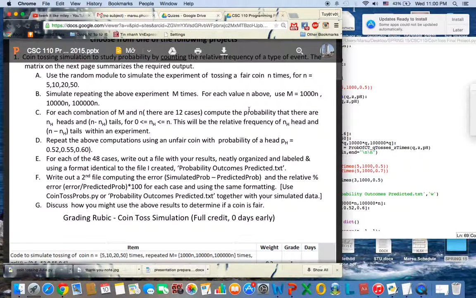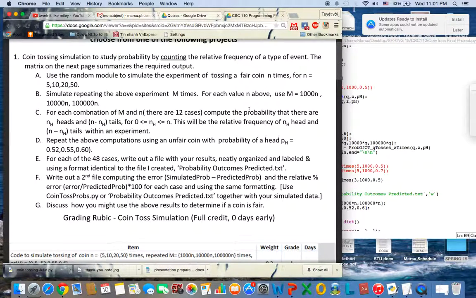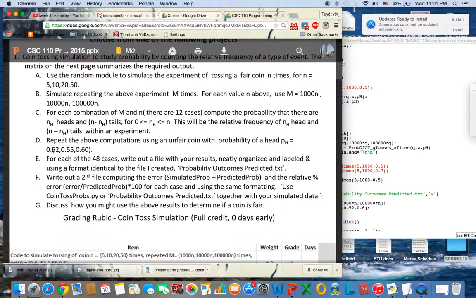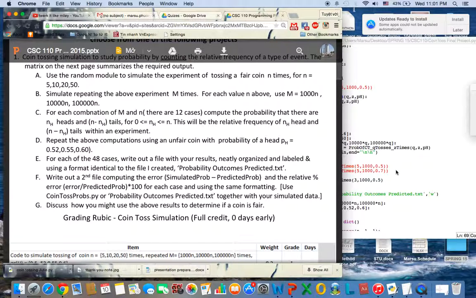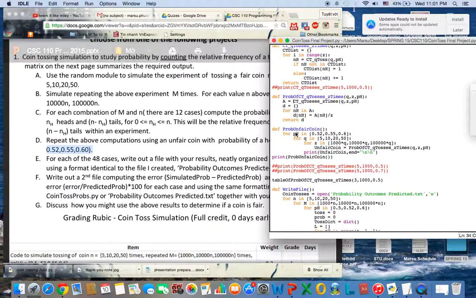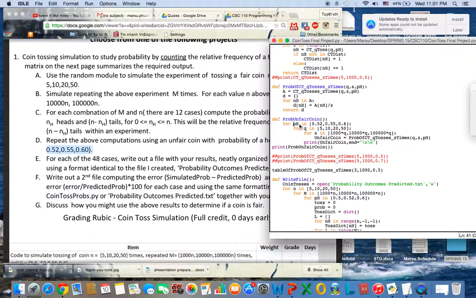Next one is to repeat the above computations using an unfair coin. So we have pH values of 0.52, 0.35, and 0.6, so we have a function with a for loop, running in a loop over pH. So here, for the unfair coin, prop unfair coin.